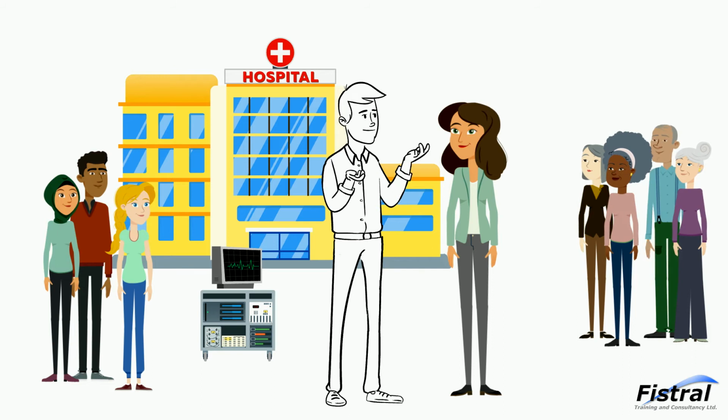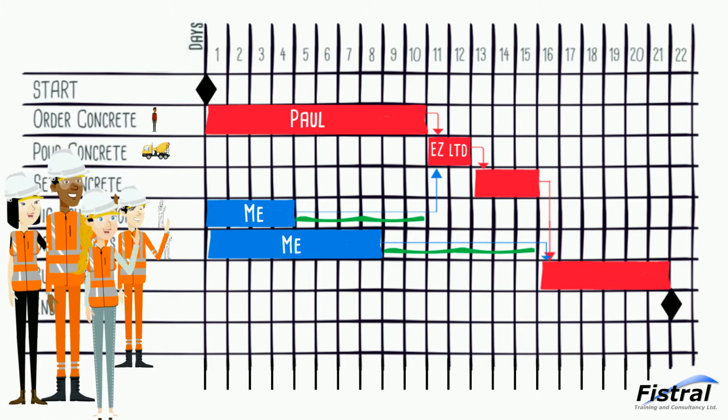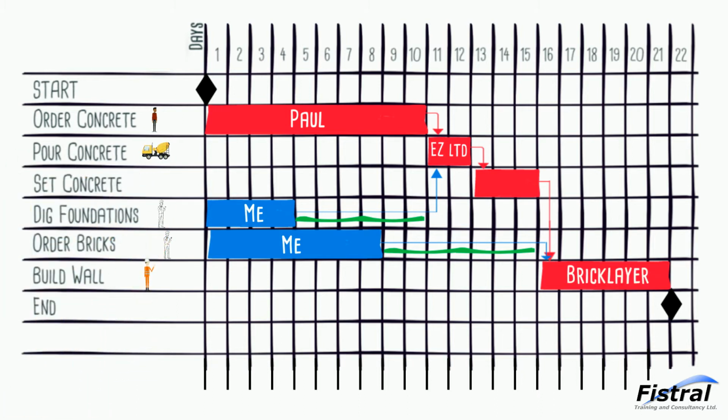The first thing to remember is that, initially at least, you only ever plan your project with the resource you have available to you. In our mini project here, we have several resources. Paul is responsible for ordering the concrete. I dig the foundations and order the bricks. We've got an external supplier to pour the concrete. Setting concrete is a passive activity, so it doesn't require a resource. And the bricklaying team will assign one member to build a wall. So I have all of my tasks resourced.